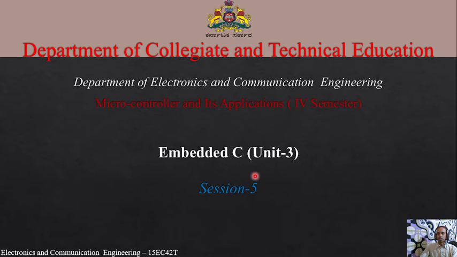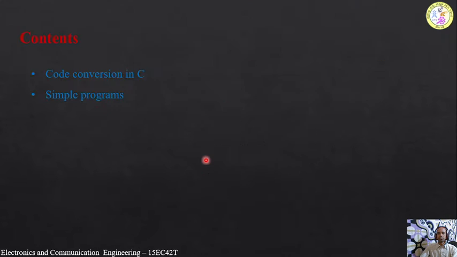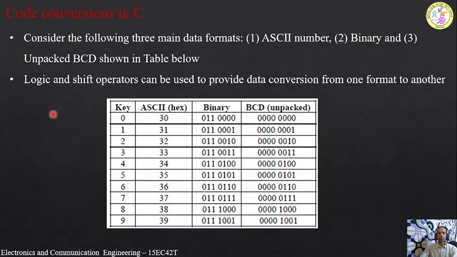Today we will be having session 5 of unit 3, Embedded C, and these are the contents of today's discussion: code conversion in C, as well as some simple programs. Coming to code conversion in C, consider the following three main data formats: ASCII, binary and unpacked BCD, as shown in the table.